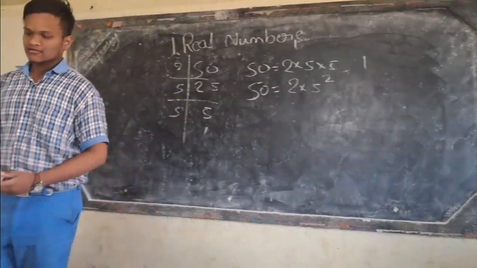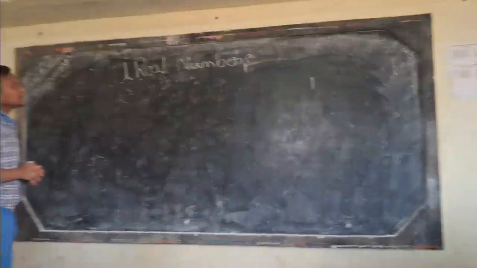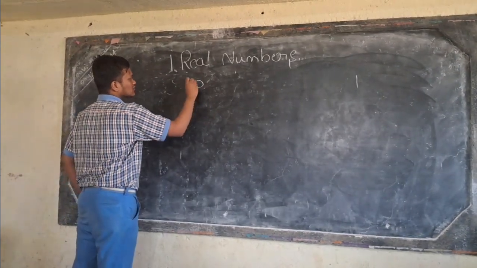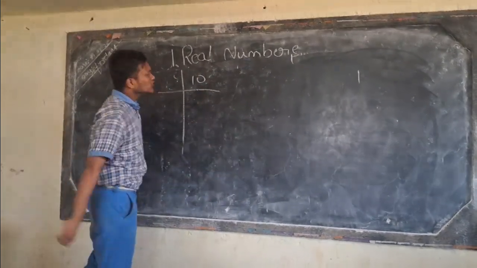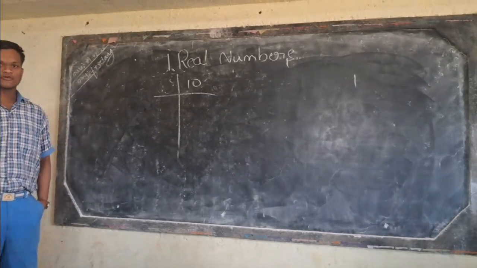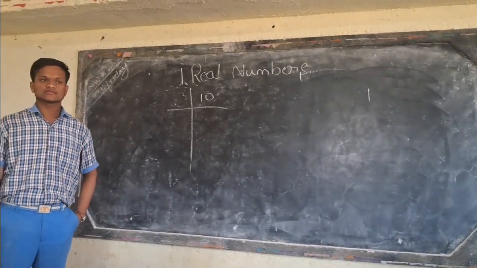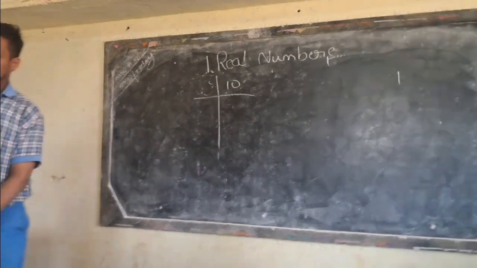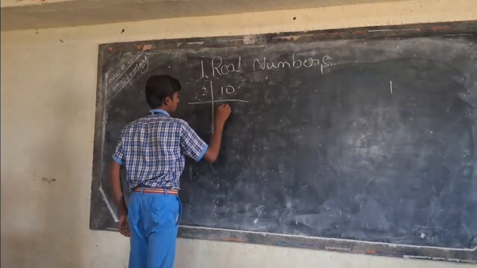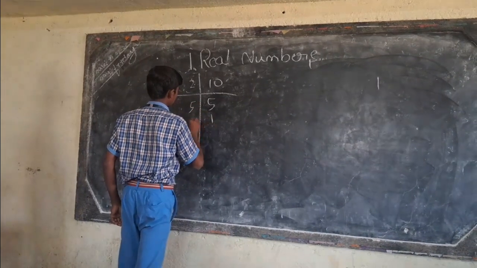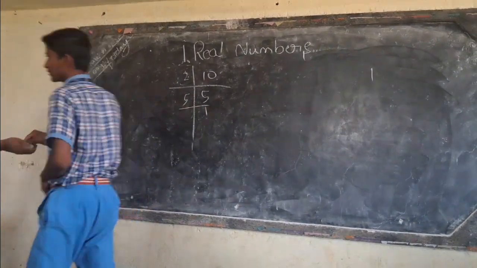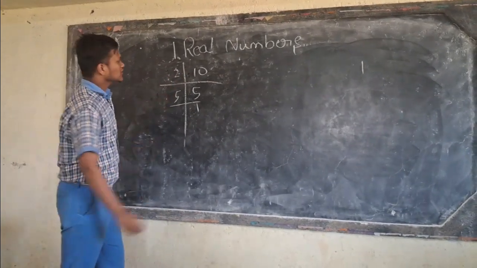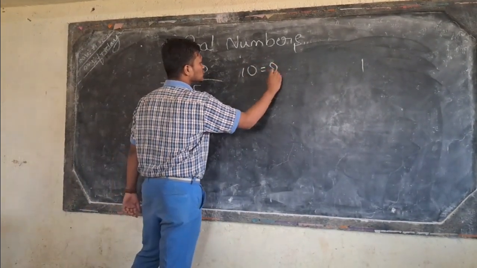And next point, example for this factorization, take 10. Anyone can solve this? Come on. Anyone? Abhishek? Good. Then we can see that factors of 10 are 2 and 5. Then 10 can be written as 2 into 5.